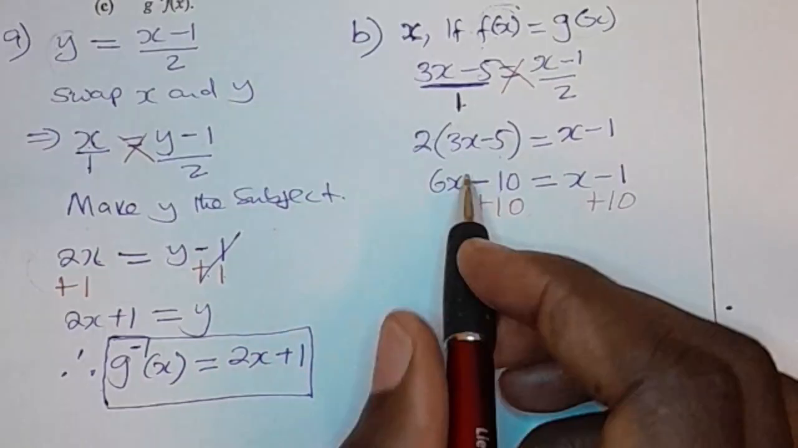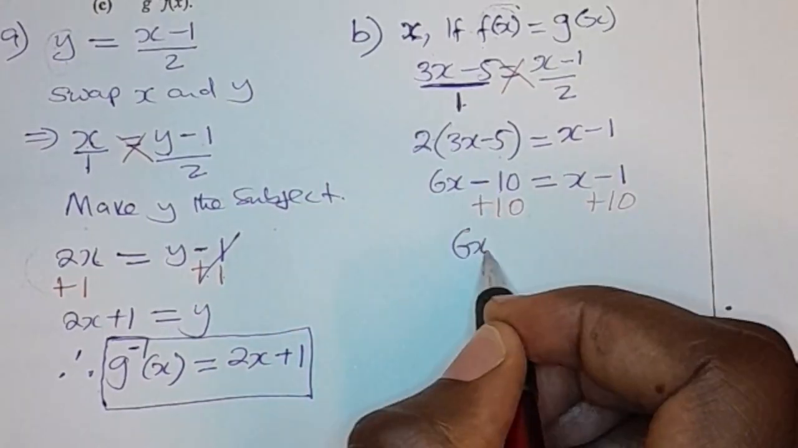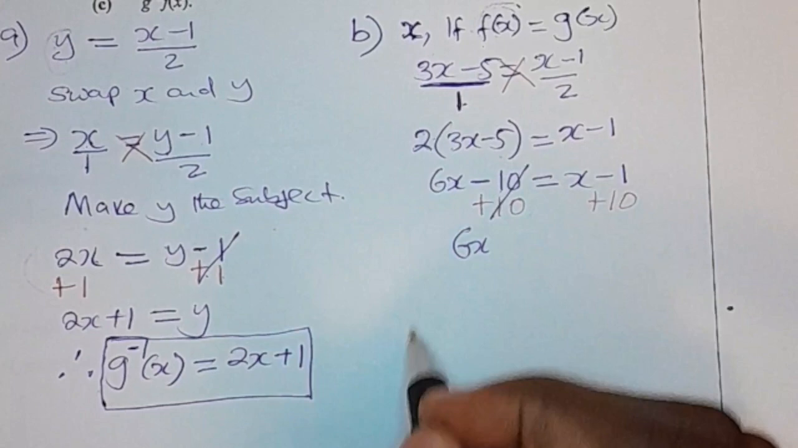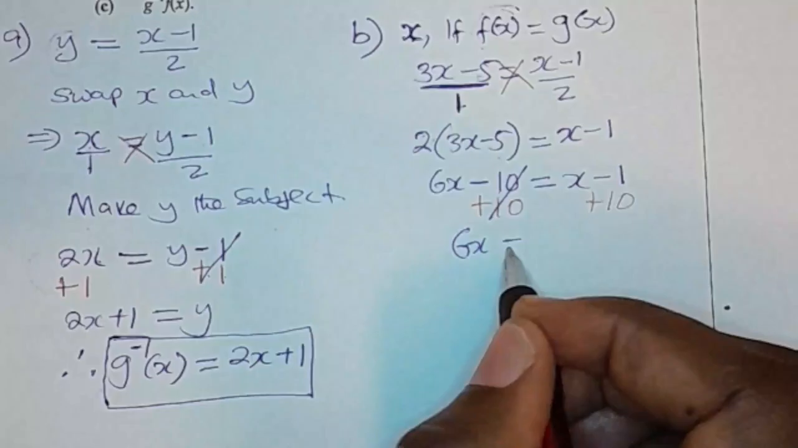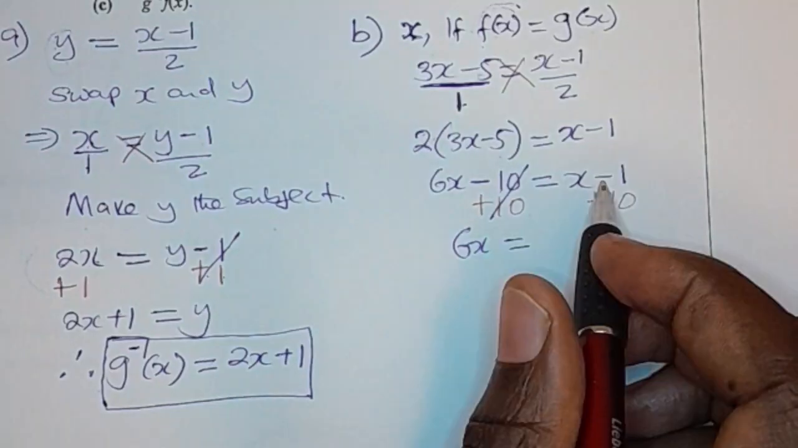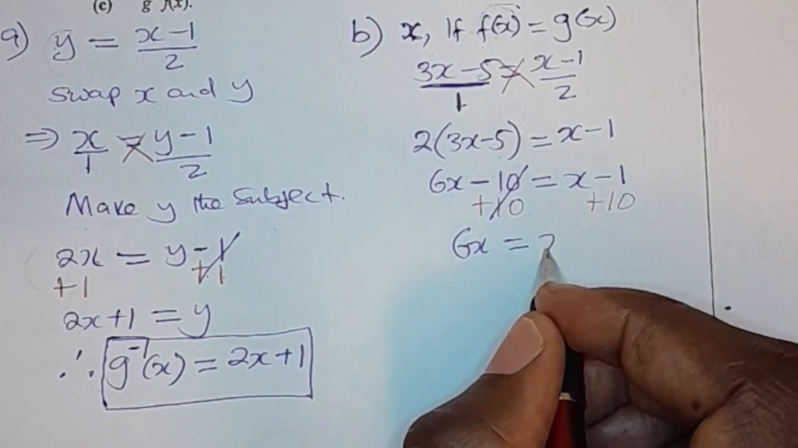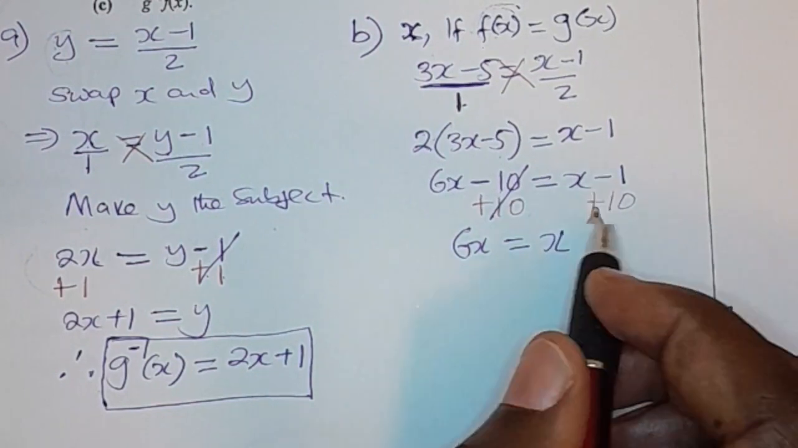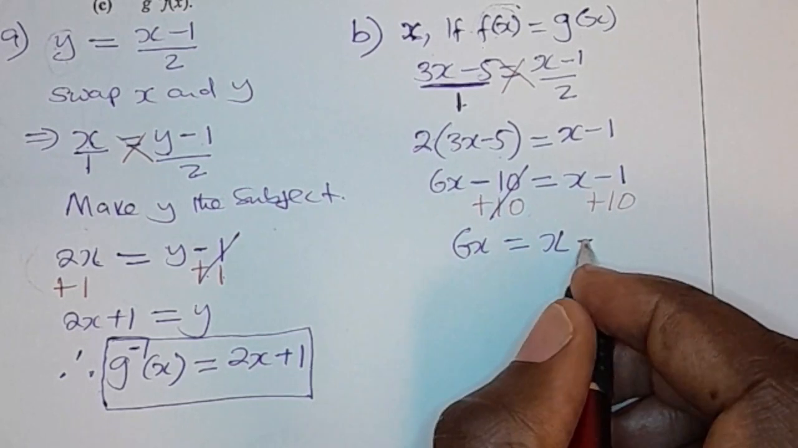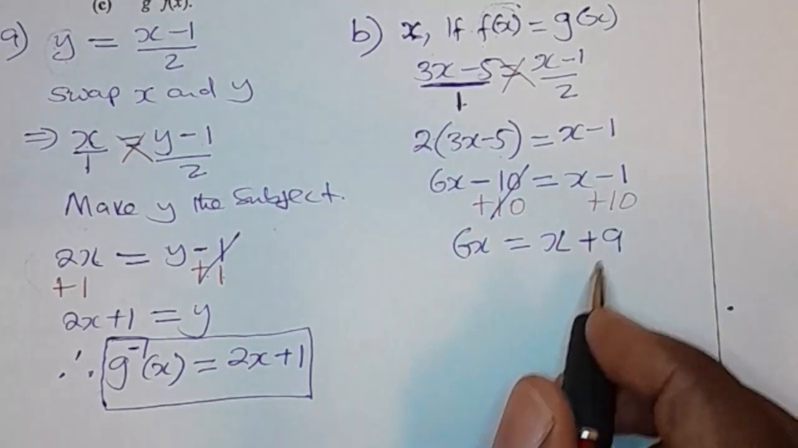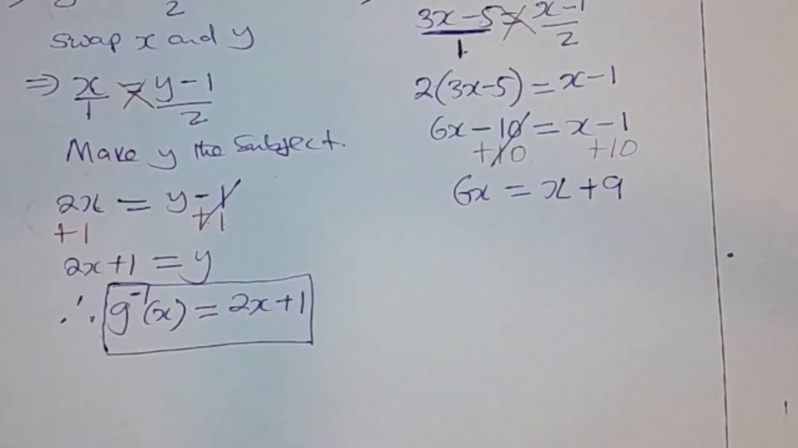So here we are going to have 6x. This becomes a 0 is equal to x minus, so here we're going to have x. Then negative 1 plus 10 is positive 9, sorry, it's positive 9.